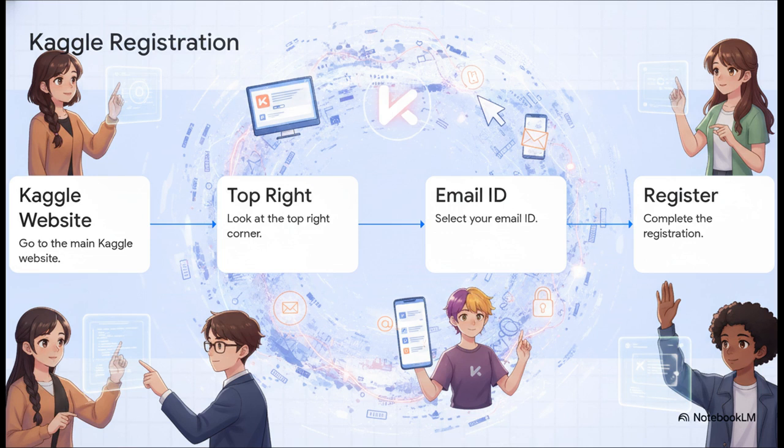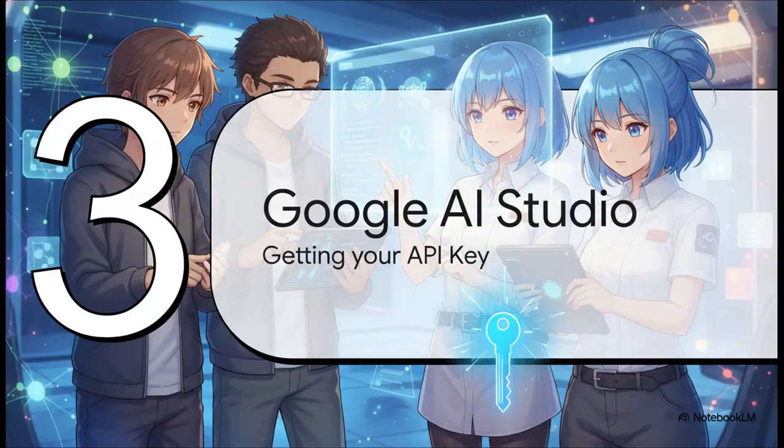Just head over to the main Kaggle website. Glance up at the top right corner of your screen. You'll see the sign up or register button. Click that, pick the email ID you want to use, and just breeze through the standard registration prompts. And boom, step 2 is already done. You're officially on Kaggle.